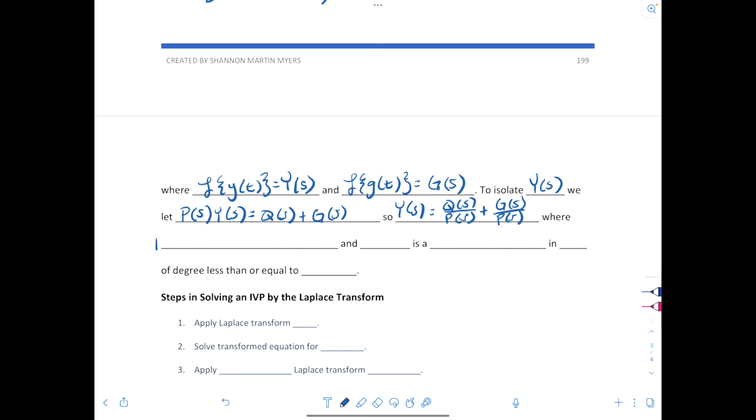P at s is equal to some polynomial in s, a sub n times s to the n, plus a sub n minus 1 times s to the n minus 1, plus dot, dot, dot, plus a0, and Q at s is a polynomial in s of degree less than or equal to n minus 1.